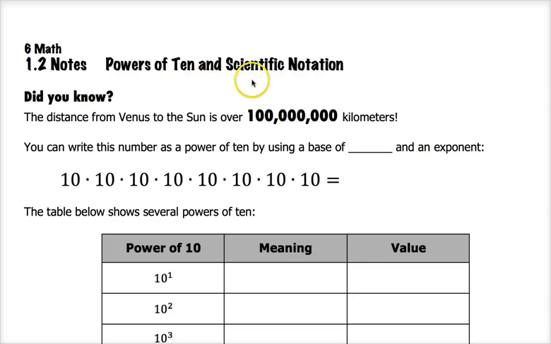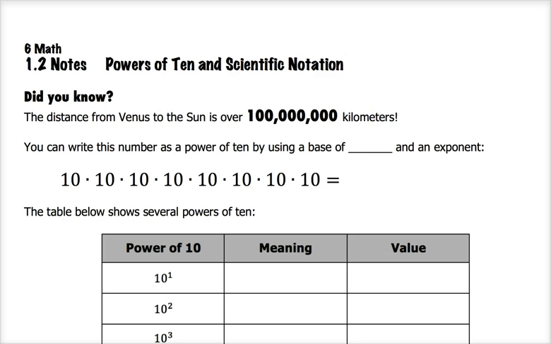And so we're going to start out with a fact here, and that fact is that the distance from Venus to the Sun is over 100 million kilometers. So that's a little ways away. We're going to talk about how you can write this large number, 100 million, a little bit shorter using a base of 10 and an exponent.